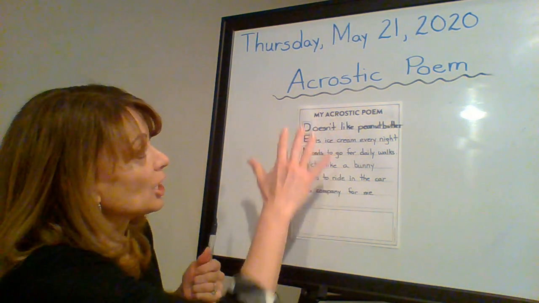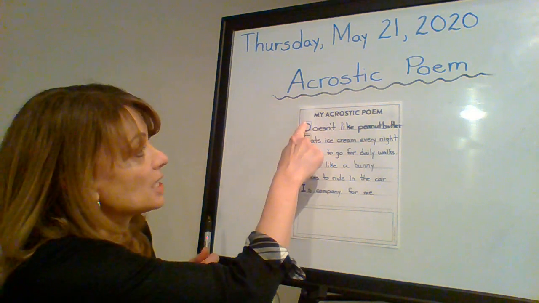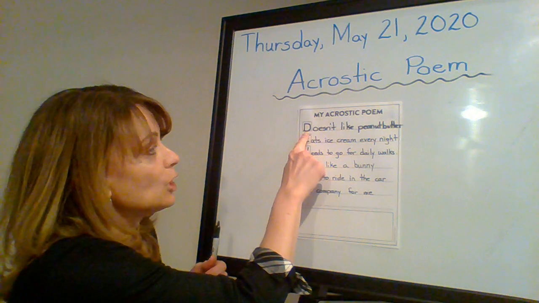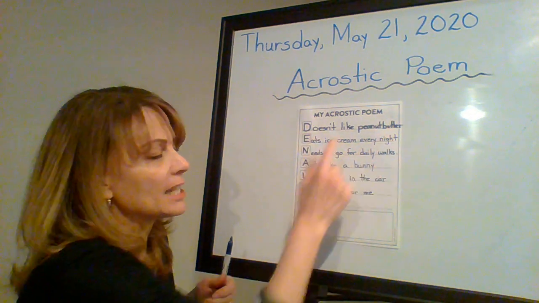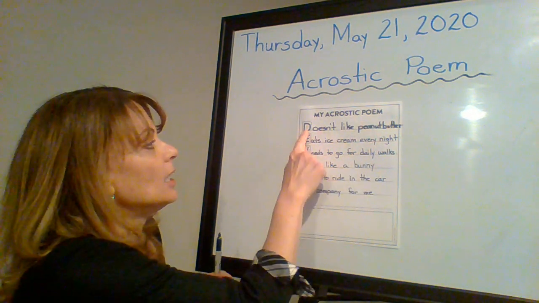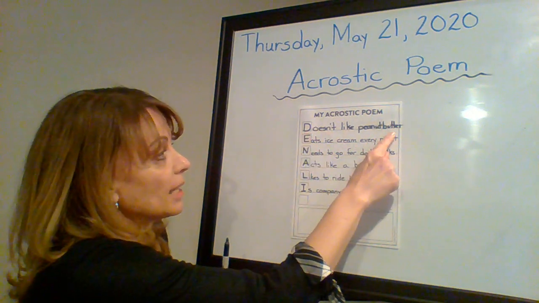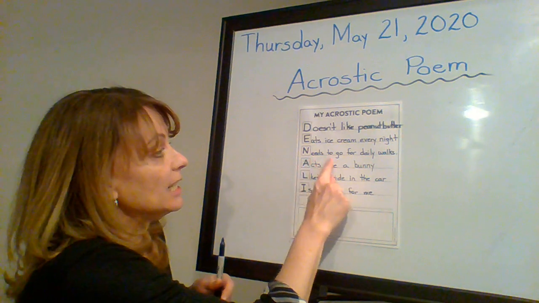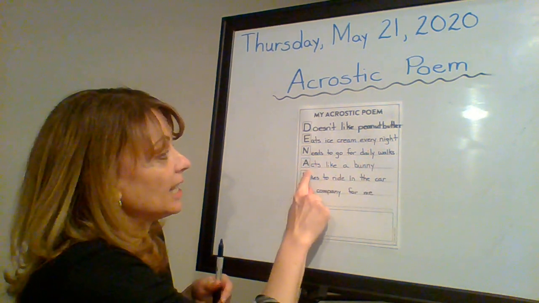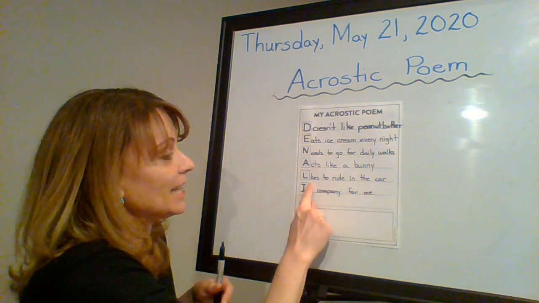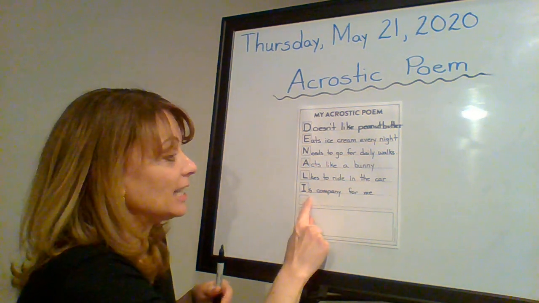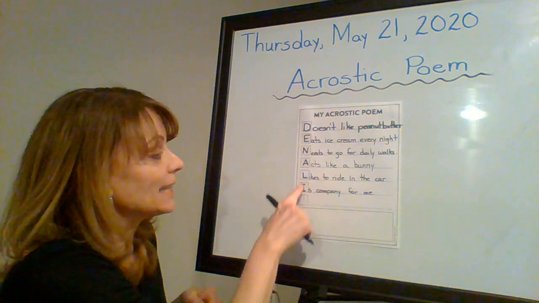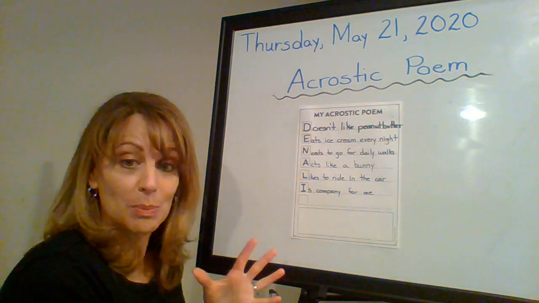So here's my acrostic poem for Denali. So each of the letters is a capital letter, and then I use that letter to come up with a phrase that would describe Denali. So Denali doesn't like peanut butter. He eats ice cream every night. He needs to go for daily walks. He acts like a bunny. He likes to ride in the car, and he is company for me. So you can see how I used each letter in my description of him.